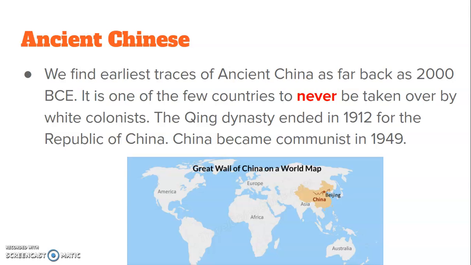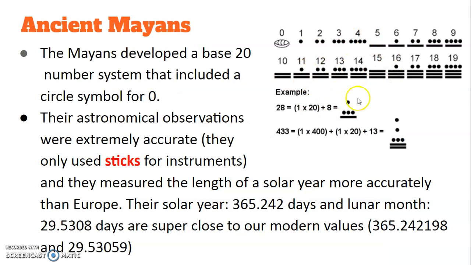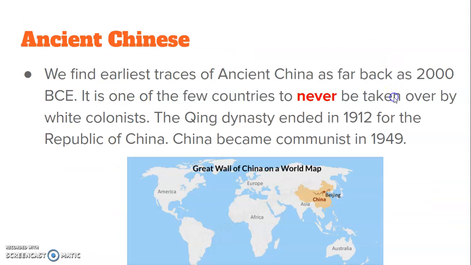And by the way, this right here on the right, this is their number system. So they use dots to represent 1, and then they used a bar to represent 5. So it actually made a really easy counting system.